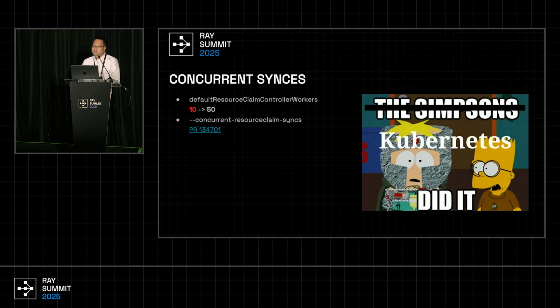But increasing the number will introduce a trade-off. With more workers, there's more API server overload, and also more CPU and memory consumption. To address this, I opened a pull request to make the value configurable. And currently, it's pending approval from the DRA SIG.